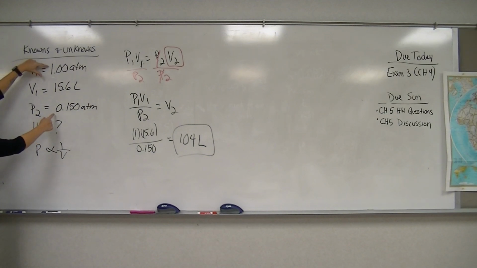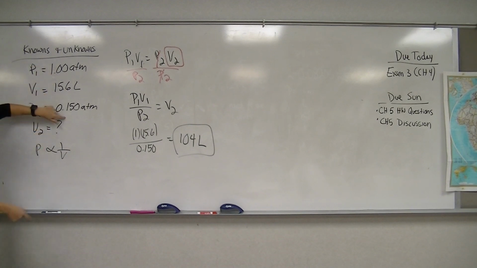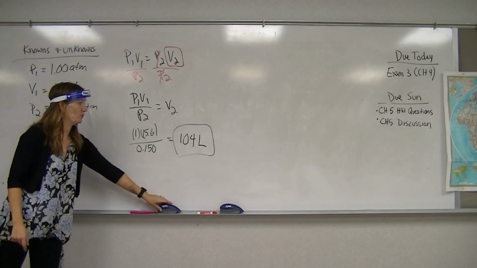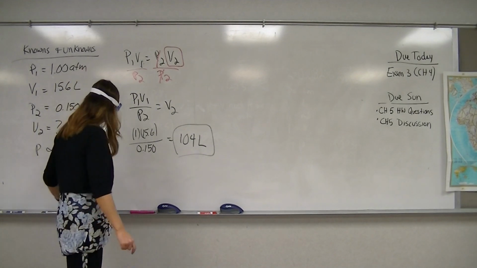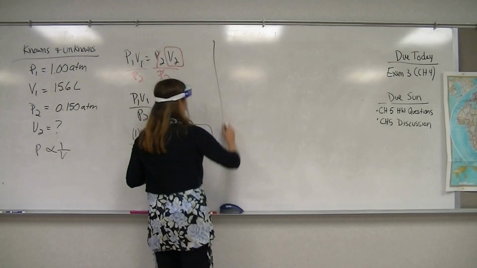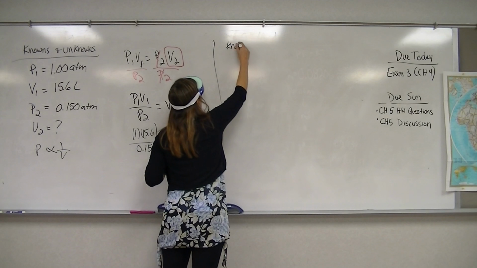So let's check. Did the pressure go down? Yes, it did. It went down from 1 down to 0.15. So it went down a lot. That's why the volume increased so much. All right, let's do the next one.